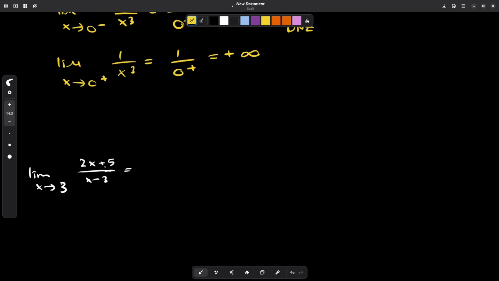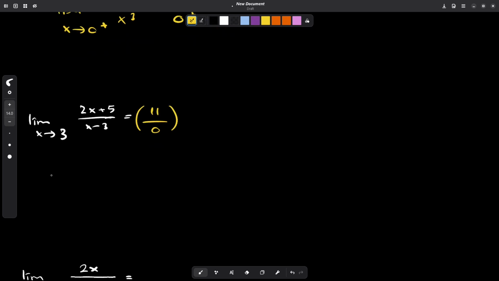Limit of (2x + 5) over (x - 3). When I plug this in, I am seeing 11 over 0, right? Number over 0. We need to check the limit from the left and the right. Limit of the function (2x + 5) over (x - 3) from the left side. When I check it from the left side, I am positive for my numerator, and for my denominator, I am on 0's left side. Therefore, this is negative infinity.